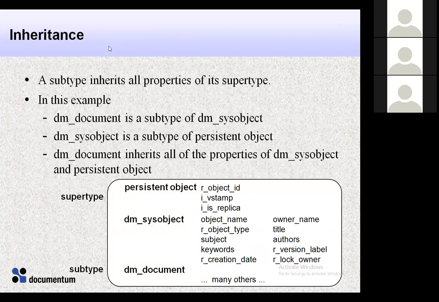Okay. So this is the part of inheritance we discussed, right? Here, if you look at this, we have a persistent object. Persistent object has three attributes, right? Then we have a DMSys object. DMSys object has these attributes, right? And this DM document has many more. What does that mean? These attributes would all be inherited to this. DM document has all these attributes.